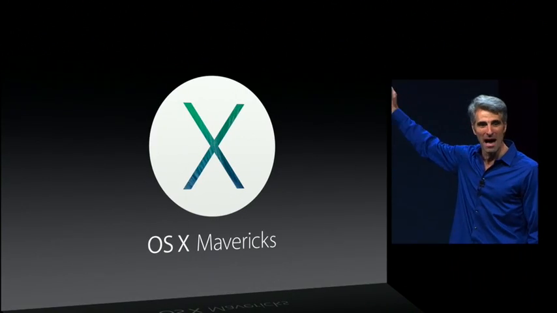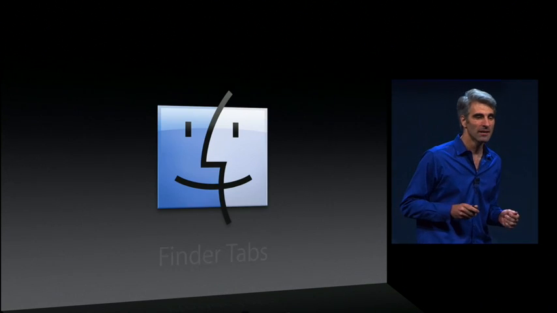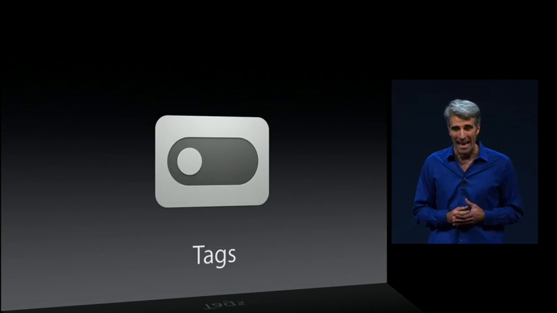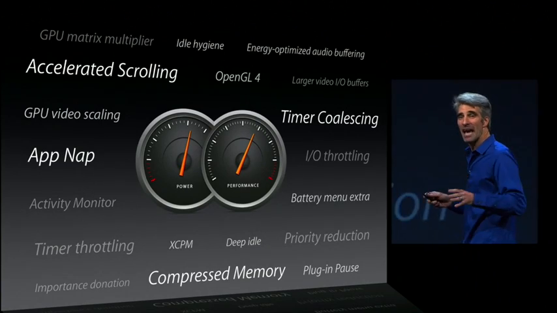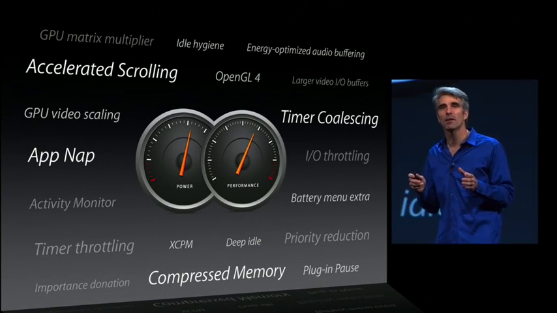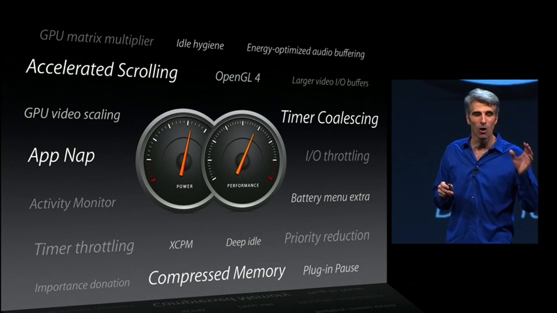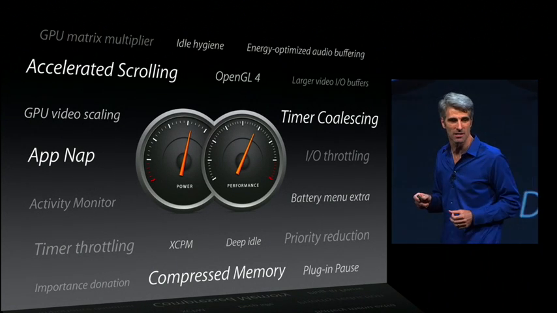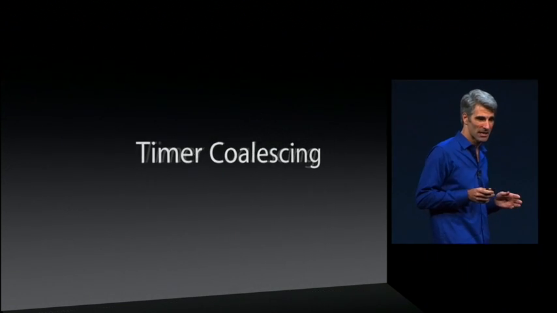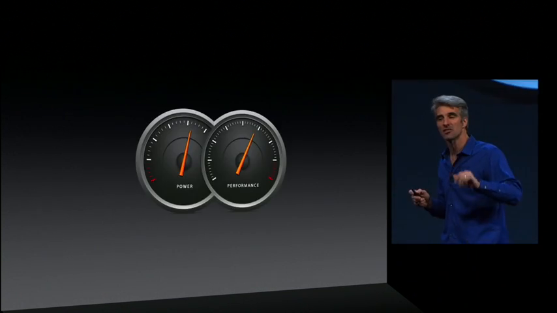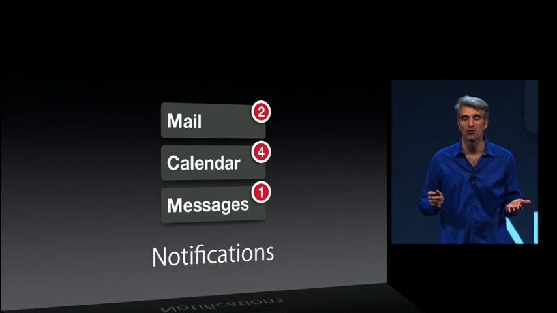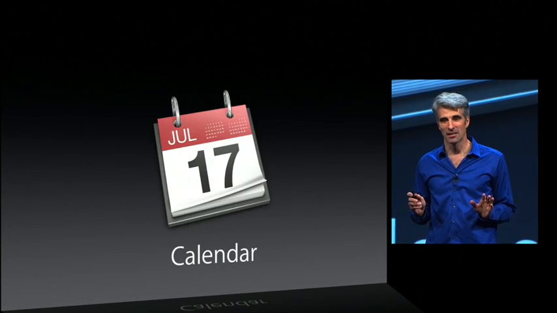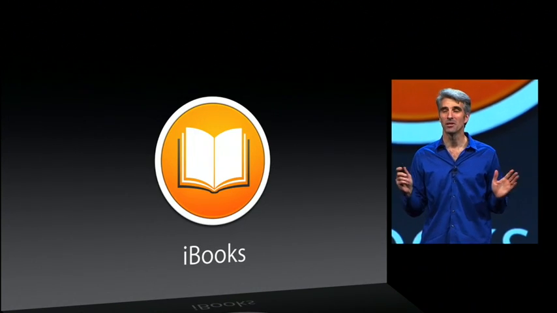OS X Mavericks. Starting with Finder tabs, tagging, multiple displays, advanced technologies like App Nap, system-wide Core Animation accelerated scrolling, and OpenGL 4 for super responsive graphics, timer coalescing, compressed memory. Let's talk about Safari, iCloud Keychain. Next, some improvements to notifications, calendar, maps. We're bringing iBooks to the Mac.